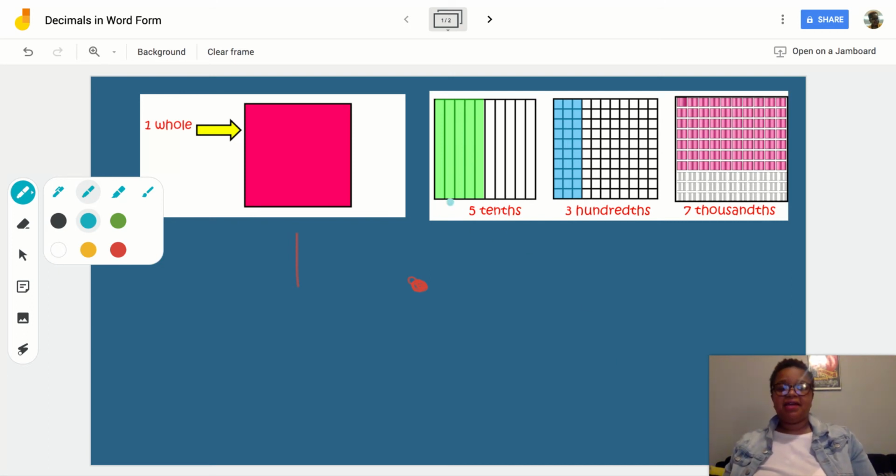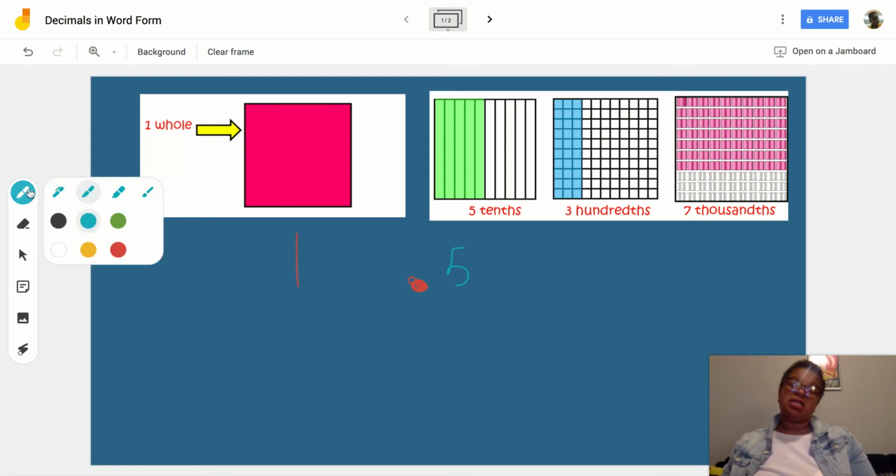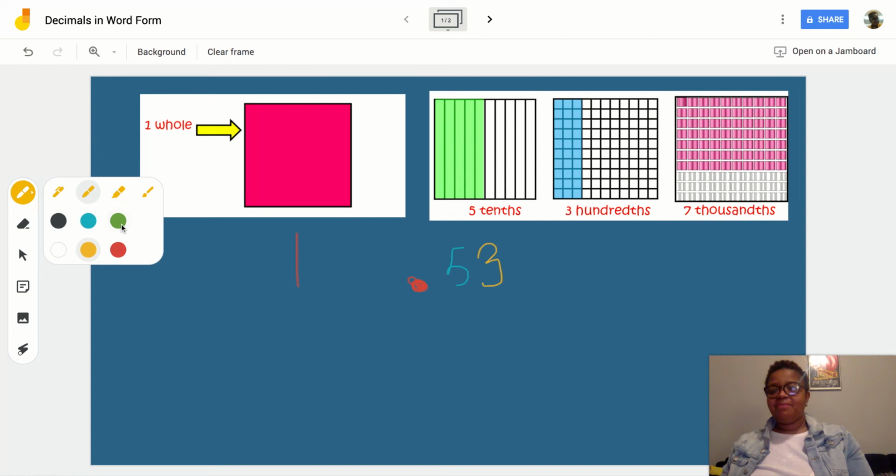Our tenths, we have 1, 2, 3, 4, 5 pieces out of 10 shaded. So we're going to write that as 0.5. Our next number to come after our tenths, would it be our hundredths or our thousandths? Yeah, it'll be our hundredths. We have 3 rows highlighted. So 3. And then, of course, our last place value will be thousandths. And for that number, we have 7.